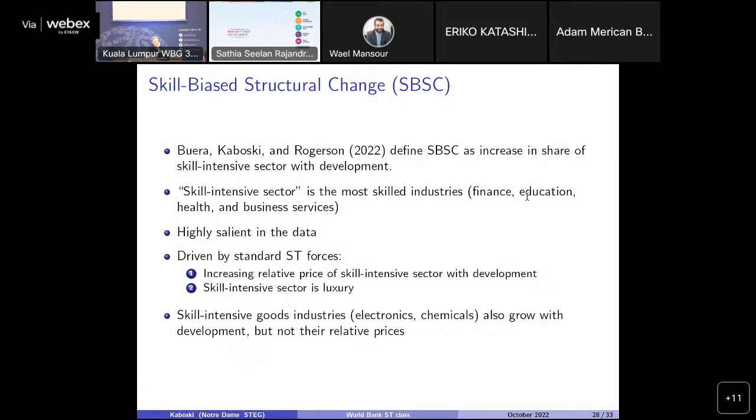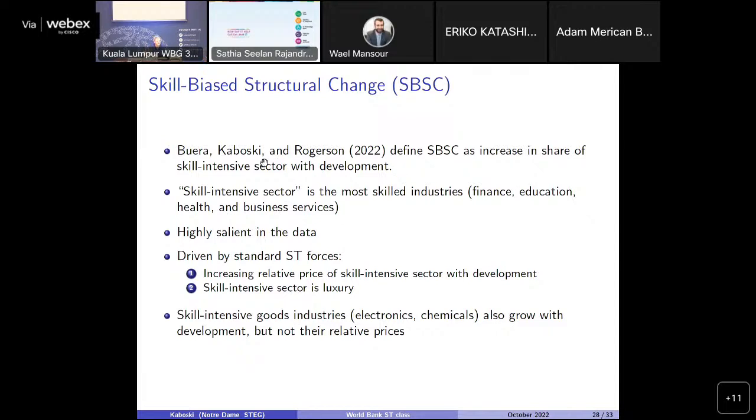We define skill bias structural change as an increase in the share of the skill intensive sector that occurs over the course of development. And by development, I mean real income per capita. As real income per capita increases, the share of high-skill sectors goes up.